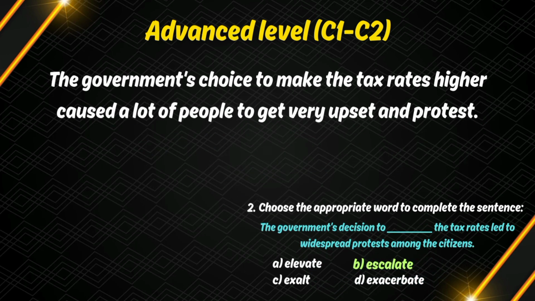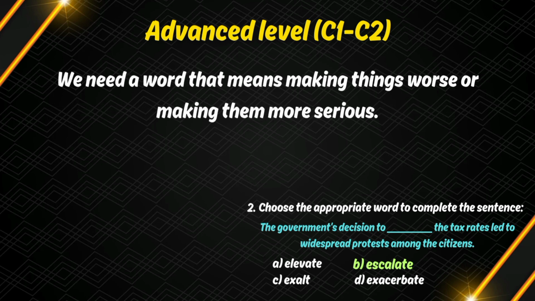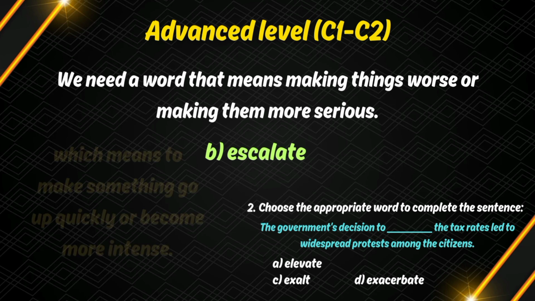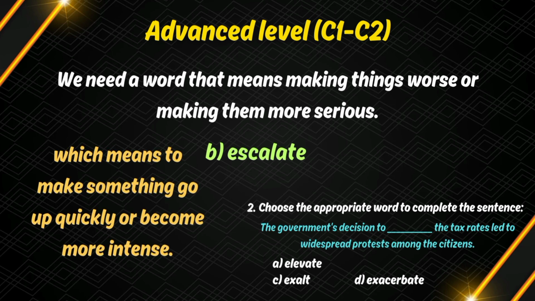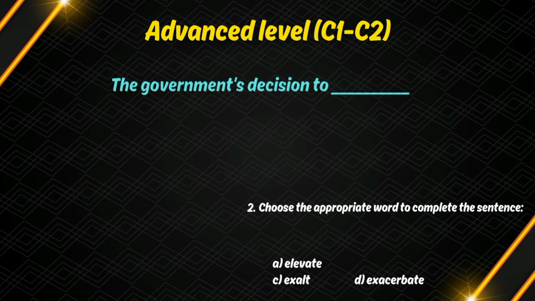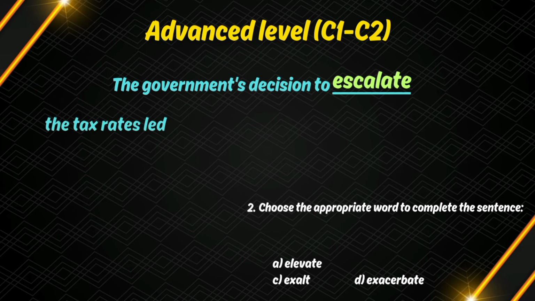The government's choice to make the tax rates higher caused a lot of people to get very upset and protest. We need a word that means making things worse or making them more serious. The right word is escalate, which means to make something go up quickly or become more intense. So, the correct sentence is, the government's decision to escalate the tax rates led to widespread protests among the citizens.